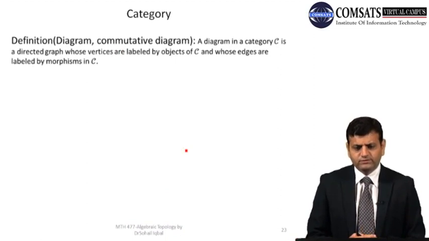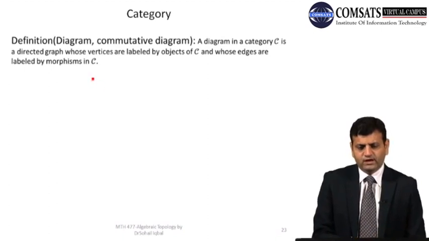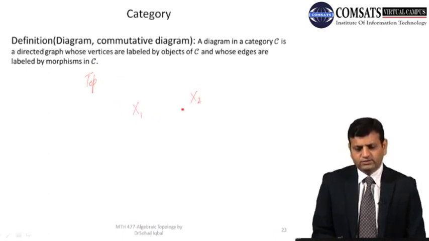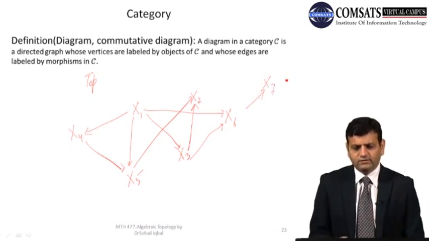So what is a diagram, and what is a commutative diagram? A diagram in a category C is a directed graph whose vertices are labeled by the objects of C and whose edges are labeled by morphisms in C. So for example, if we have the category Top, the category of all topological spaces, then consider this graph: X1, X2, X3, X4, X5. These are the vertices, and the edges should be directed. We can add more vertices if we want. So this is a diagram in the category of topological spaces.